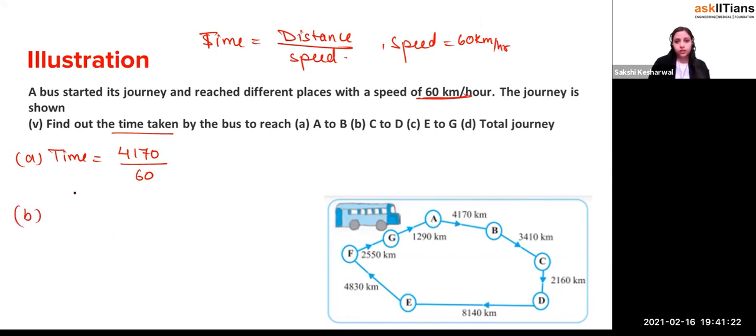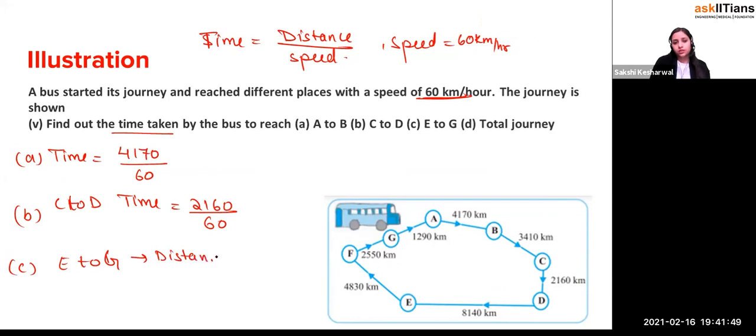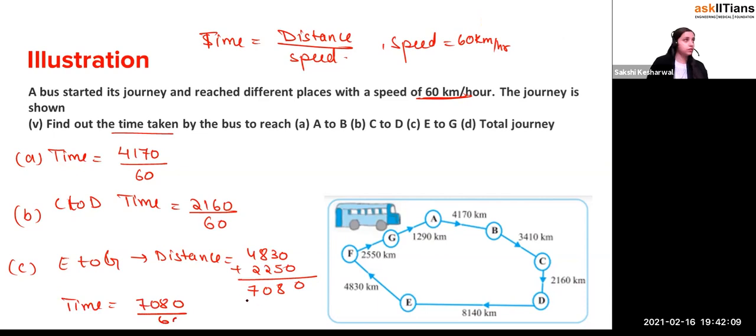Now coming to C to D. C to D will be what beta? So time is equals to how much beta? 2160 divided by 60, right? Coming to the part that says E to G, E to G will be how much beta? First you have to find the distance. So your distance is equals to what beta? 4830 plus 2250, it will be 7080, right? So your time will be equals to what beta? 7080 divided by 60, right?